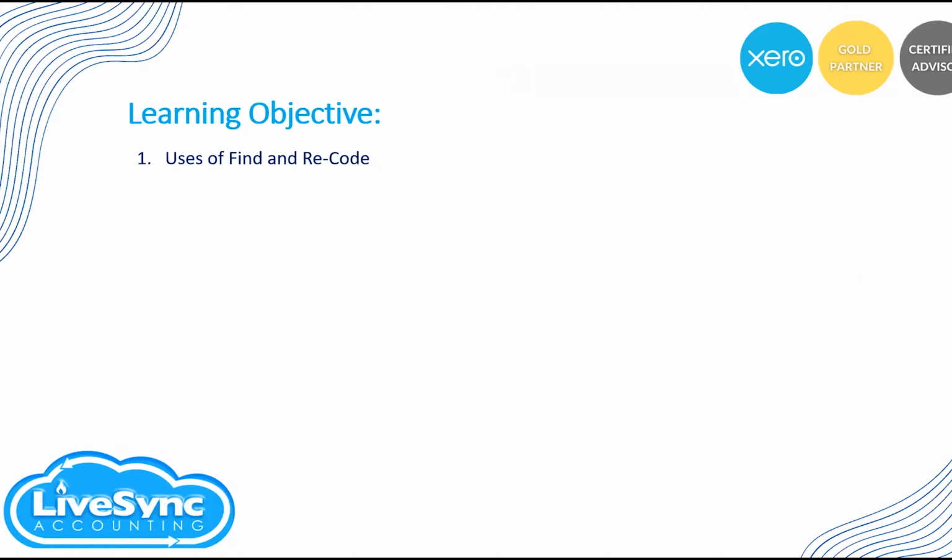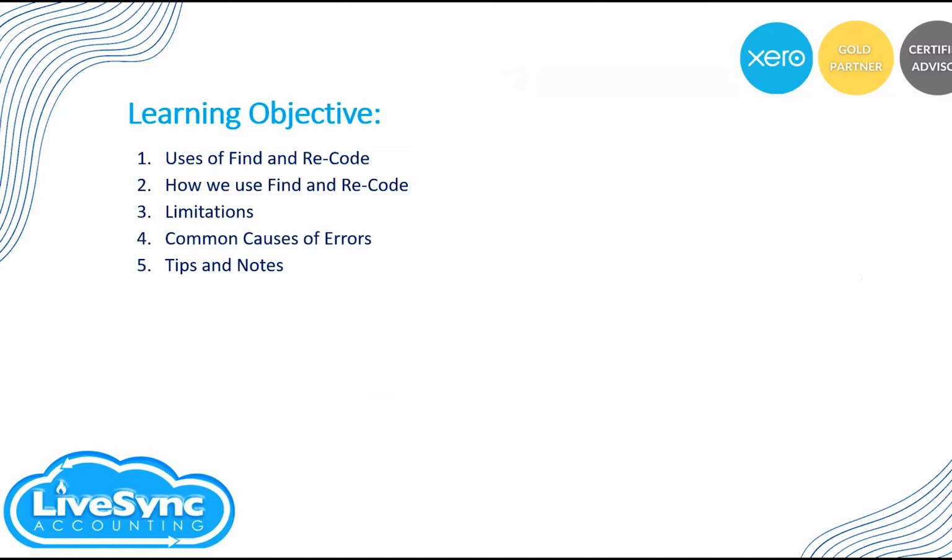So I think we'll start with our learning objectives on this. We have 5 learning objectives in our discussion today. One is we need to demonstrate to you how we will actually use find and recode, the process, and then we also discuss the limitations, and then some common causes of errors, and then finally some tips and notes that we can share with the attendees.